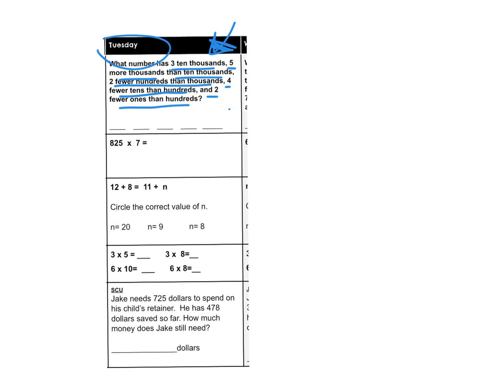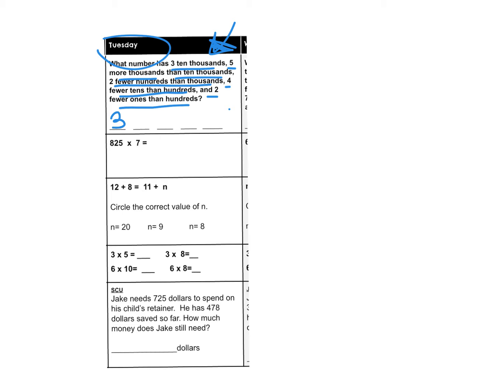If you read that question and immediately froze, you need to take it one step at a time. So we're going to take this one step at a time. Let's take a look at the first one. We know 3 10,000s. We know that this is our ones place, tens, hundreds, thousands, 10,000s. So our 3 in the 10,000s place is going to go in that place value spot. So I got the first one done.